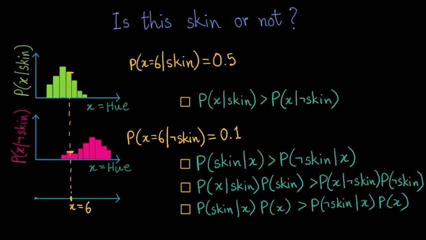So the first one seems tempting. You have these values, why not use them directly? But note that these are just likelihoods of observing x. They are missing prior probabilities. The probability that a random pixel, regardless of its value, is a skin pixel or not is important.